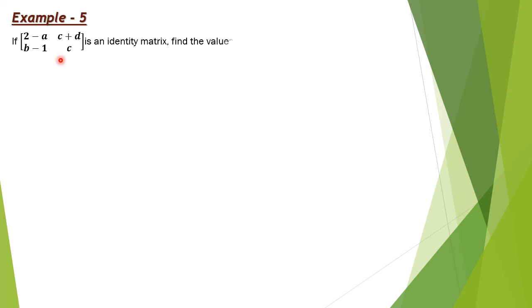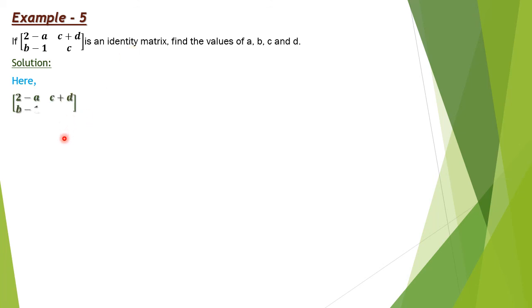Now example 5. You can see example 5, and it is related to the identity matrix. The matrix with entries 2 minus A, C plus D, B minus 1, C is an identity matrix. So we have to recall the definition of an identity matrix. What is the definition of an identity matrix? Any square matrix, or you can say any diagonal matrix, is said to be an identity matrix if its principal diagonal elements are unity.